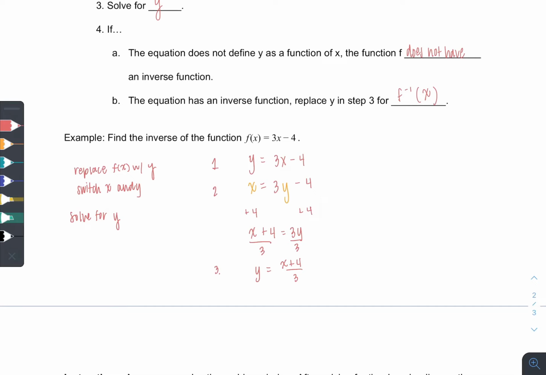All right, and then step 4 is going to be determined by if it's a function or not. This is a function. So then we are going to write it as an inverse function. So we're going to replace y with f inverse of x. So we get the inverse of f is equal to x plus 4 over 3.